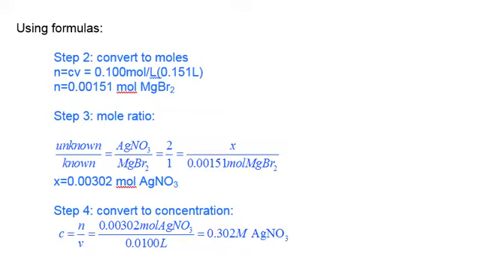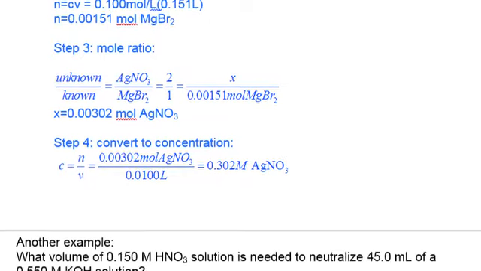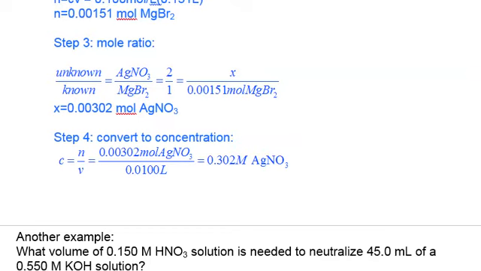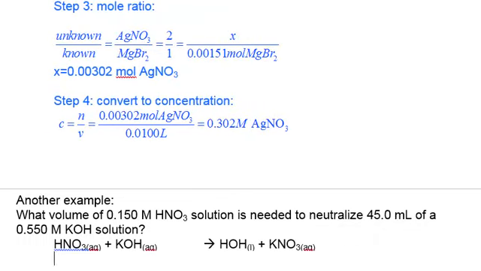Going to do one more example, also using dimensional analysis. So this time we have, what volume of nitric acid is needed to neutralize 45 milliliters of KOH solution. So neutralization reaction, acid plus base produces water and salt. So in this case, our salt is going to be potassium nitrate. And remember, we can write water as H2O or HOH.